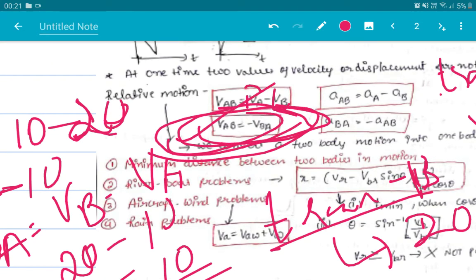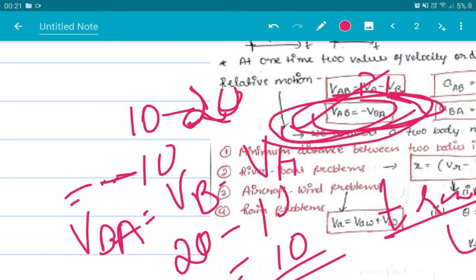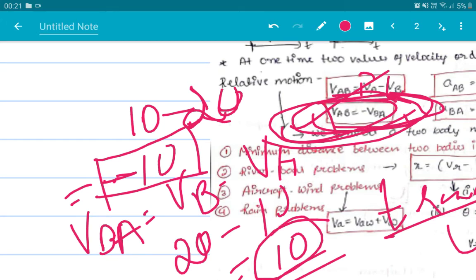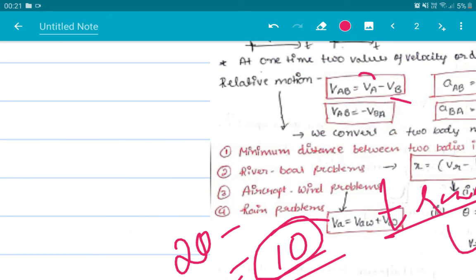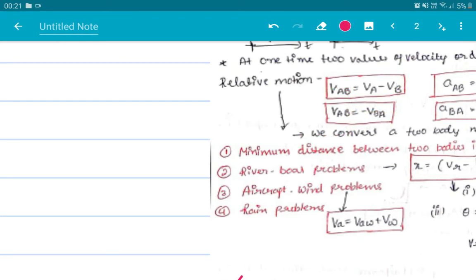So relative motion, see, this point is also very important. Obviously, right? See, we get negative here, it means the other is positive. That is what this represents. So relative motion is not only for velocity, it is also for acceleration. Relative acceleration we can also find. So the same formula.